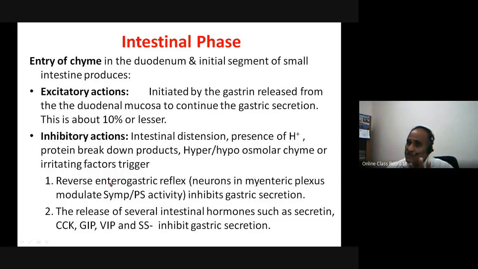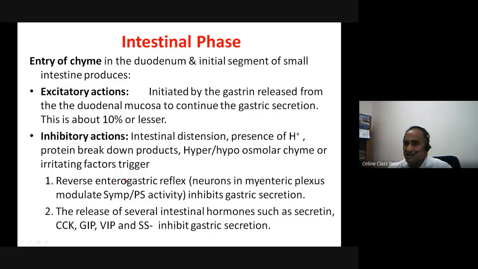What they do is activate the enterogastric reflex. The enterogastric reflex is the reflex activated in the intestine, through the neurons present in the myenteric plexus, that in turn modulate the sympathetic and parasympathetic activity to inhibit gastric secretion or gastric activity. I take it as gastric activity as a whole. So the enterogastric reflex inhibits gastric activity in terms of secretion and release.